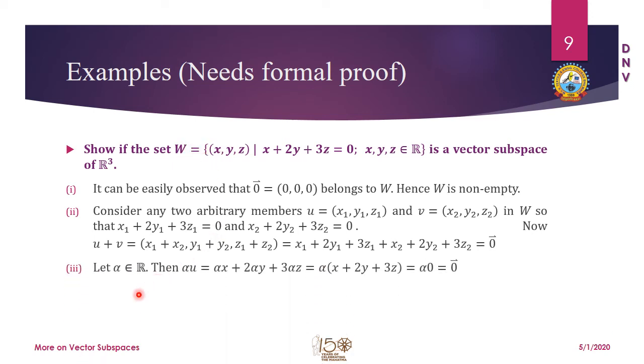Third condition: for alpha in R, we can always write alpha u = alpha x + 2 alpha y + 3 alpha z, and I can take this alpha common and write within the bracket the term x + 2y + 3z. But it is given to be 0 and it must be satisfied by the elements of this set. So I can write alpha times 0, and it gives me the 0 vector. So the third condition is also satisfied. Having satisfied all the three conditions, we can claim that W is a subspace of R cube.